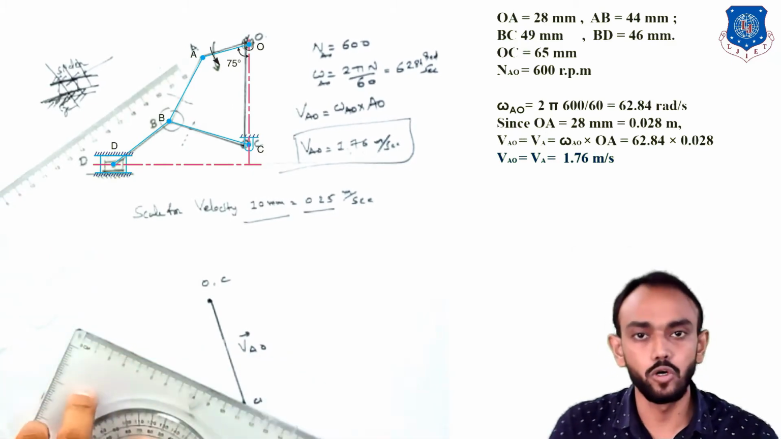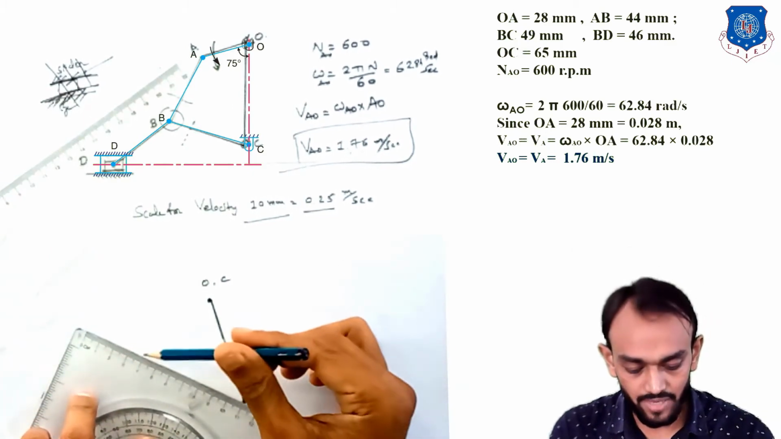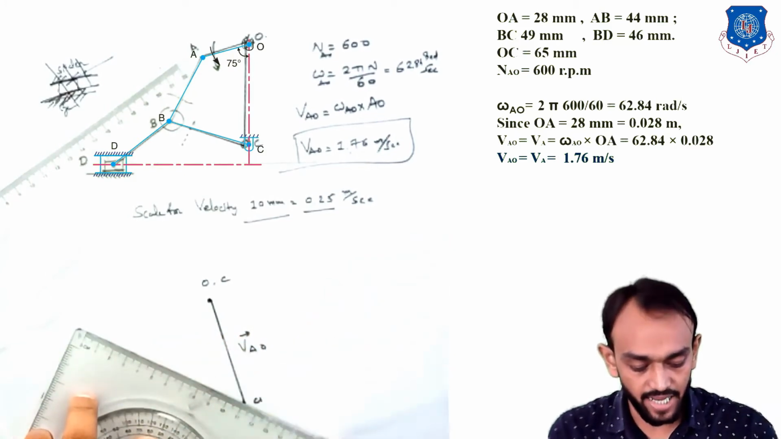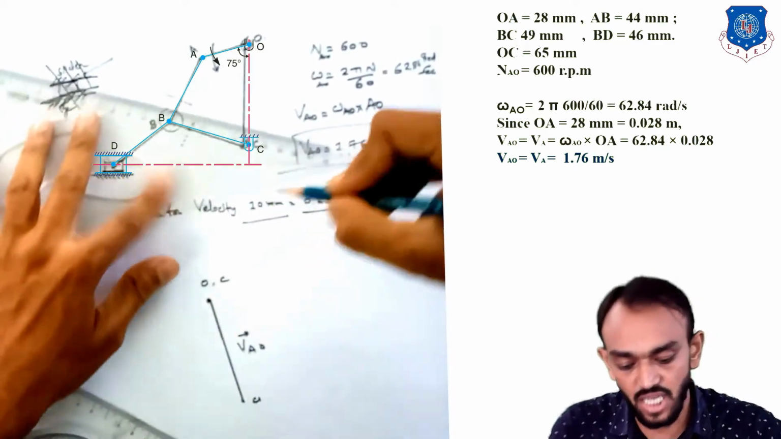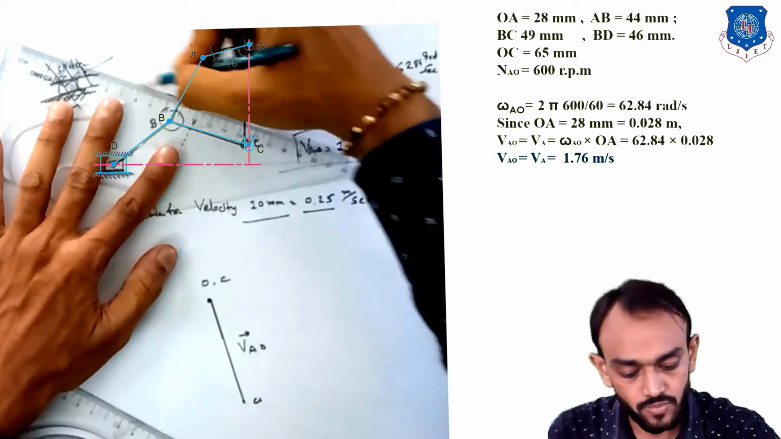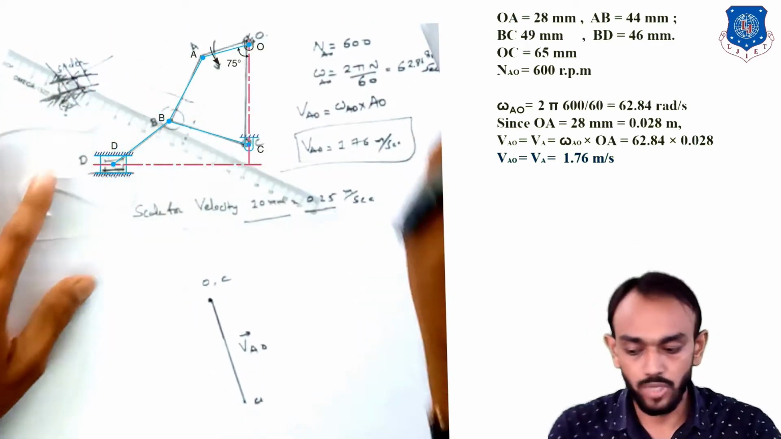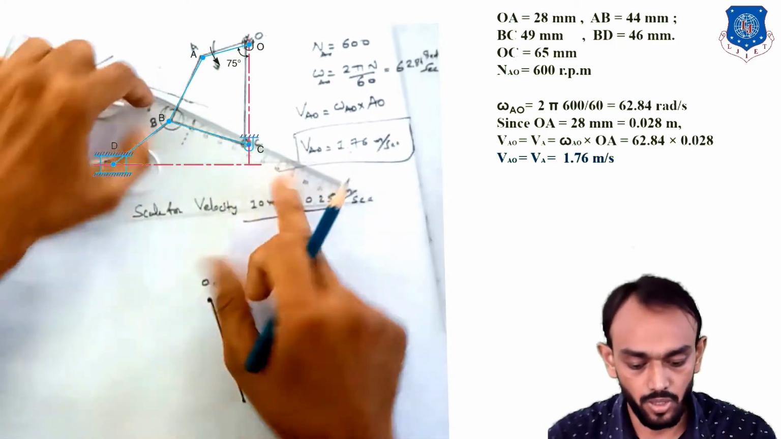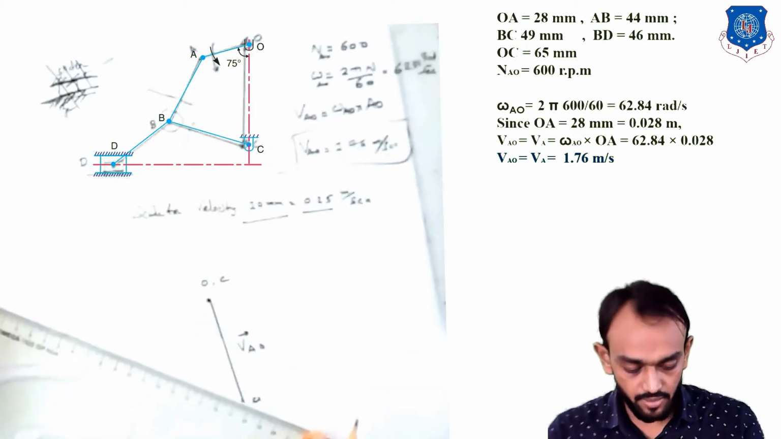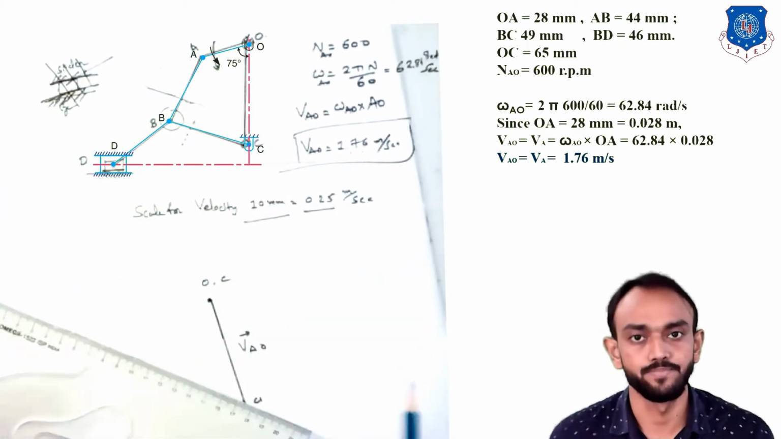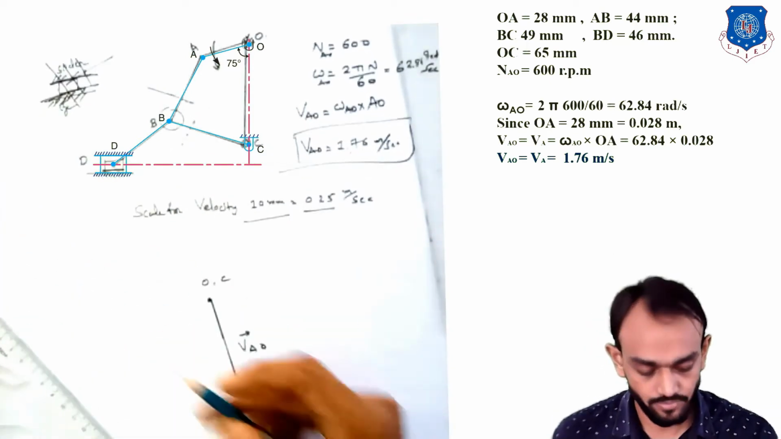Right now, I don't know the direction. So I will draw a very light line here because I don't know the length. I know only the direction, which is perpendicular to the link. For the perpendicular, you can use the roller here, draw the perpendicular first, and then drag it here and, with respect to A, you can draw here. Okay, this is also the second method.